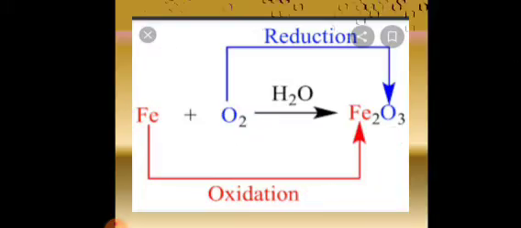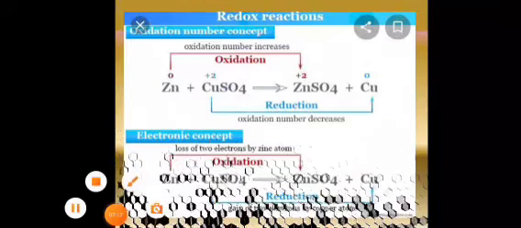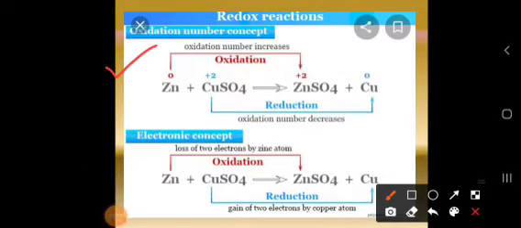Now let's take the next concept, that is the second question. In the oxidation number concept, what happens? Zn previously had oxidation number 0. After adding CuSO4, that is the copper sulfate, the oxidation number changes. Before it was 0, now it becomes +2. So Zn is going to gain 1 electron, so it is considered an oxidation reaction, whereas in the CuSO4, the copper sulfate, it is going to lose 2 electrons. So the oxidation number is decreasing here.